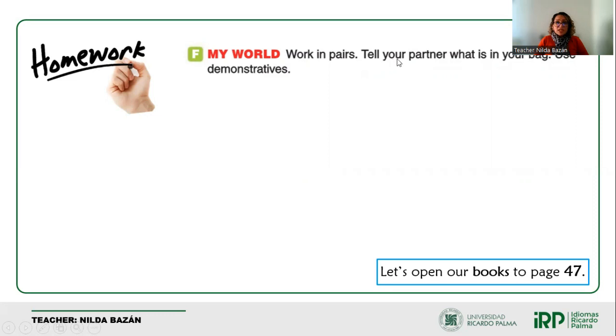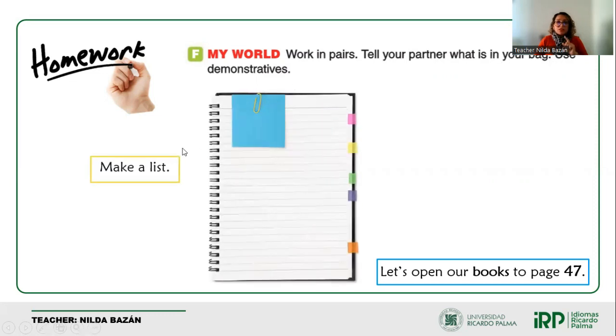You will have to tell your partner what is in your bag. Of course, you have to use demonstratives. So, what are you going to do before you go to class? You are going to make a list. And you are going to see what is in your bag. And you are going to make a list of everything you have in there.